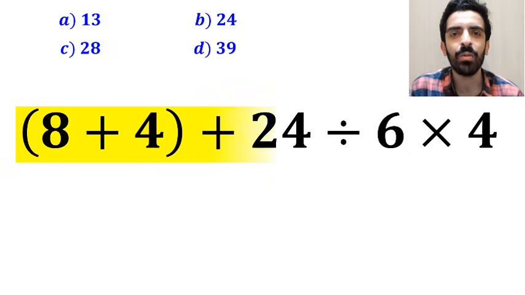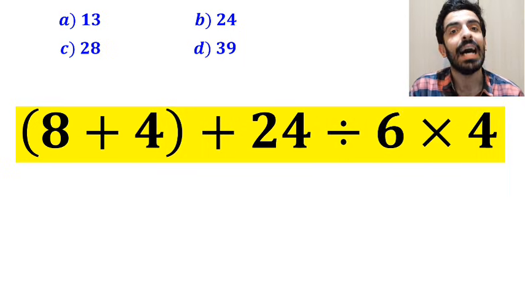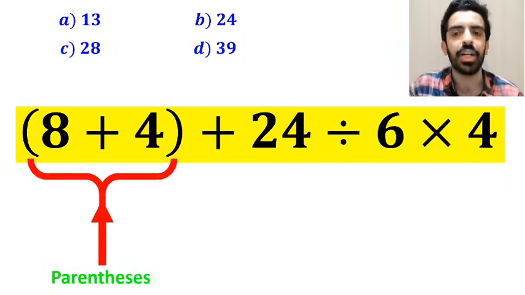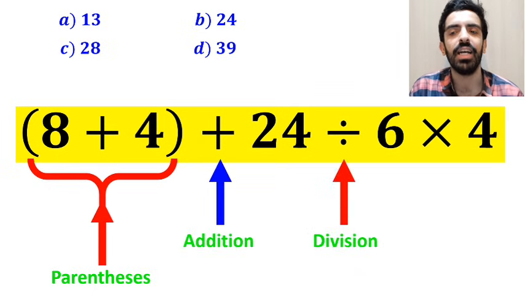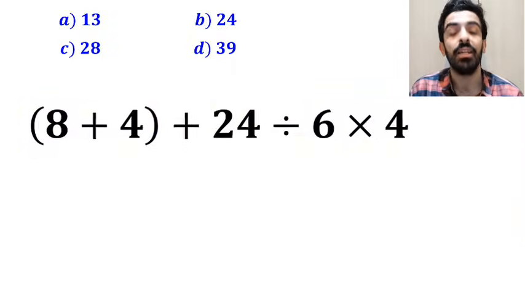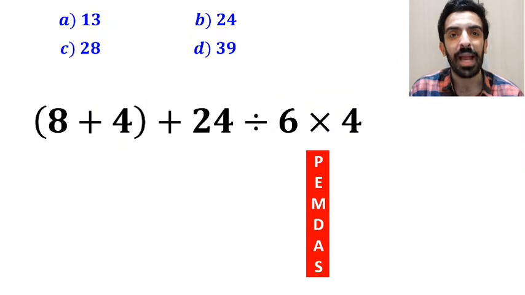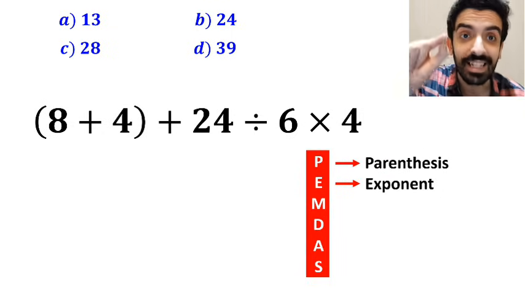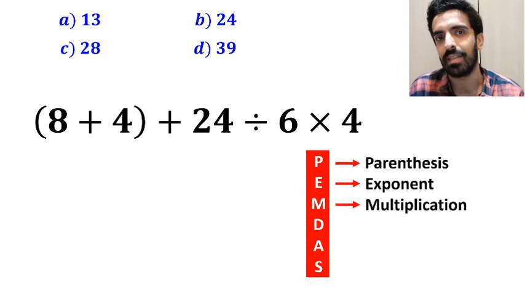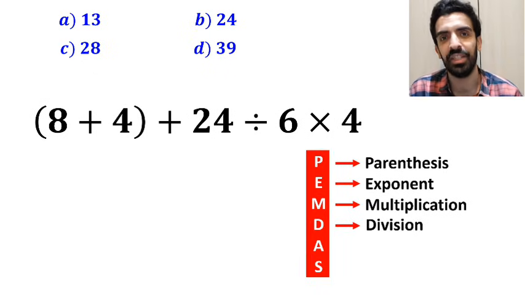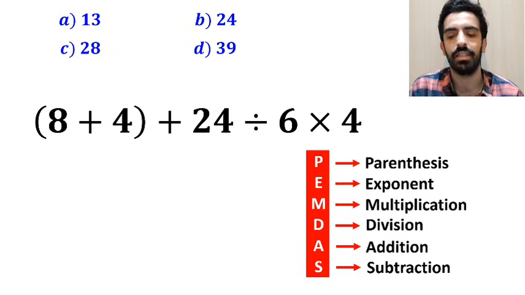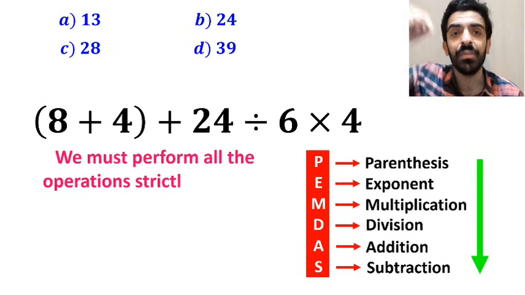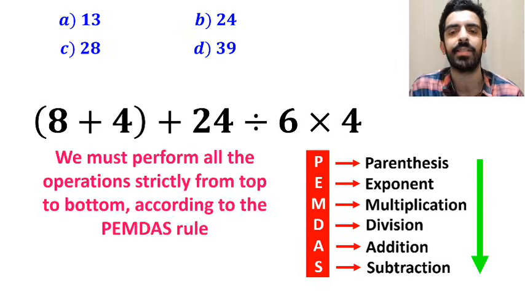Alright, now let me show you how to solve this expression properly. As you can see on the screen, in this expression, first we have a parenthesis, then an addition sign, followed by a division, and finally a multiplication. To solve this question, we need to follow the PEMDAS rule step by step. In this rule, P stands for parentheses, E stands for exponent, M stands for multiplication, D stands for division, A stands for addition, and S stands for subtraction. We must perform all the operations strictly from top to bottom according to the PEMDAS rule.